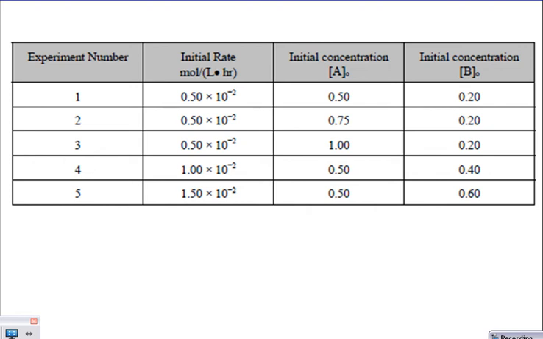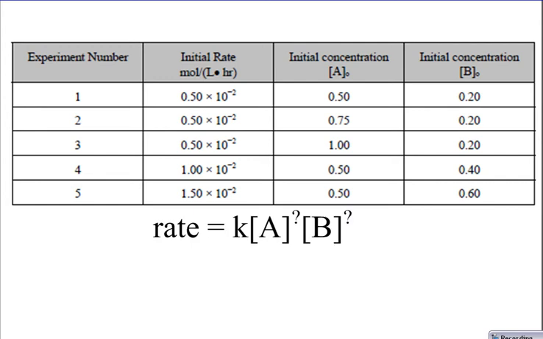Sometimes you'll be given data sets or data tables like this and be asked to determine the rate constant or the rate expression. So first off, determining the rate expression is where you have to start. You have to come up with what the formula is. So again, the rate expression for this would be the rate equals the rate constant times the concentration of A raised to some power times the concentration of B raised to some power.